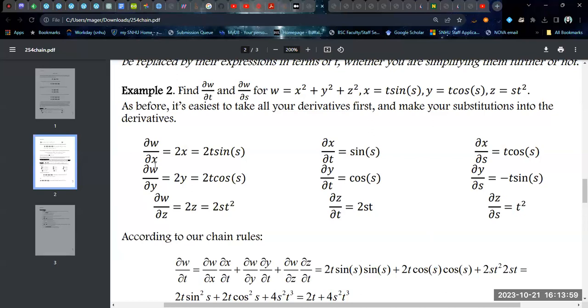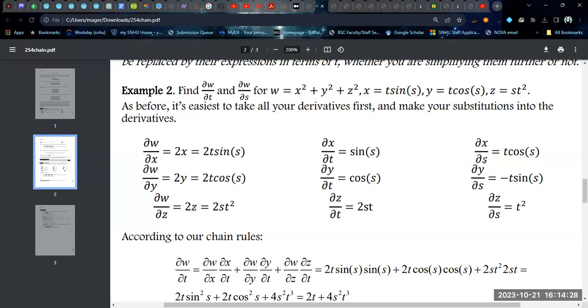So my partial derivative of w with respect to x is just going to be 2x. My partial derivative of w with respect to y is just 2y. My partial derivative of w with respect to z is 2z from up here. My partial derivative of x with respect to t is sine s. My partial derivative of y with respect to t is cosine s. My partial derivative of z with respect to t is 2st.